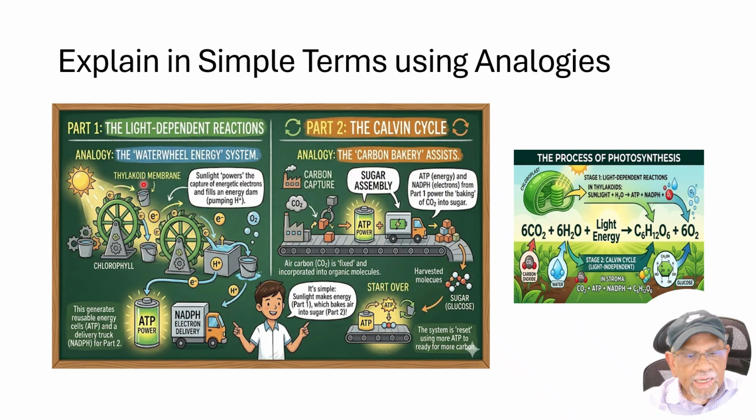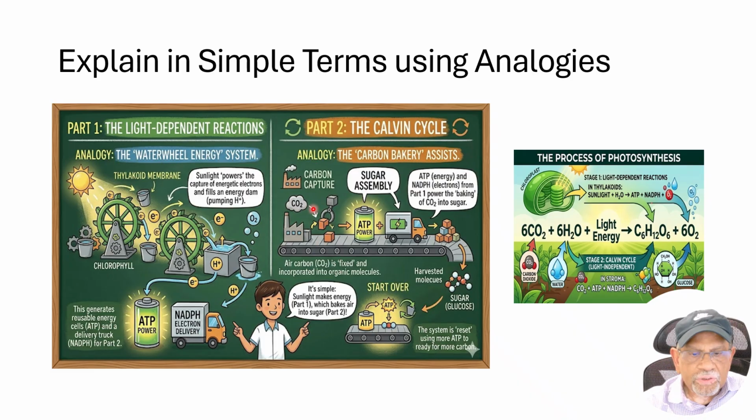It's using the sunlight and splitting H2O, the water, into hydrogen ions, and the byproduct is oxygen. The hydrogen ions are piling up like a dam here, and then it bursts open and creates ATP and NADPH. ATP is like the battery, and NADPH is like a truck carrying all this electron energy.